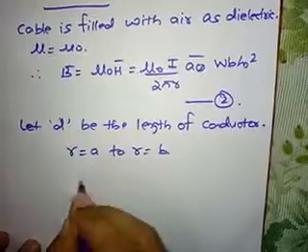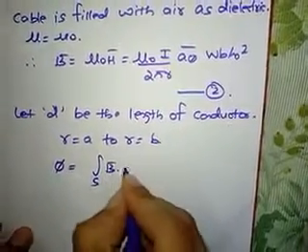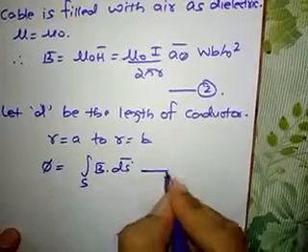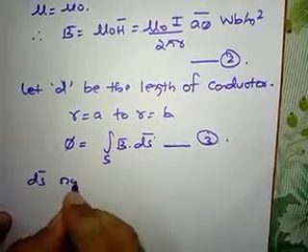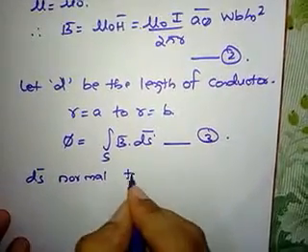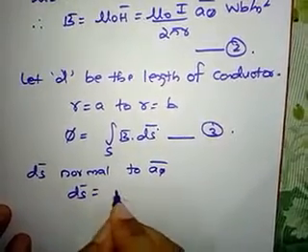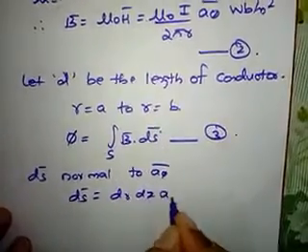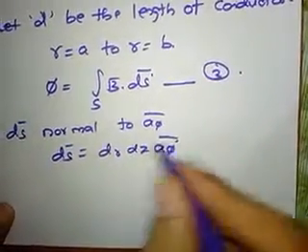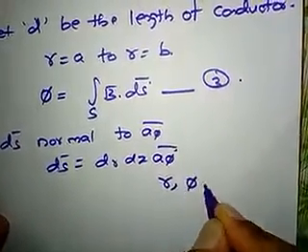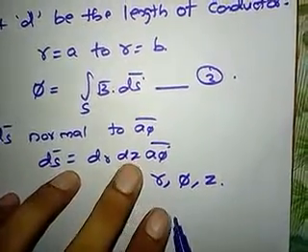Then we have magnetic flux given by phi is equal to the surface integral of B bar dot ds bar. The ds bar normal to the a phi bar direction is given by ds bar is equal to dr dz a phi bar. How did we get this equation for ds bar? We know that for the cylindrical system we have r, phi, z. So we are finding the ds bar normal to a phi bar.